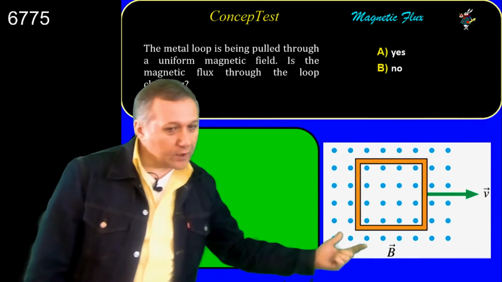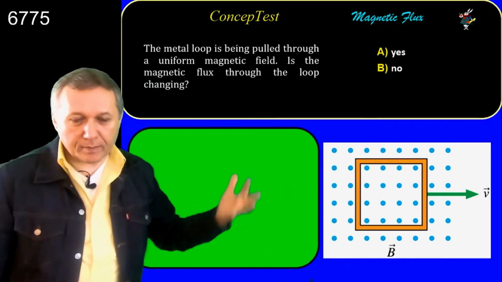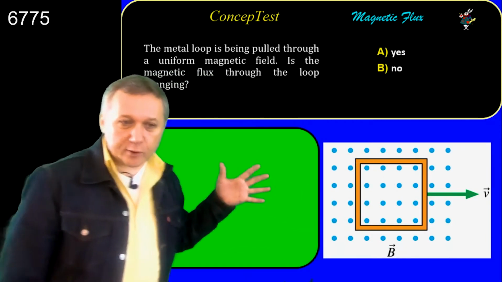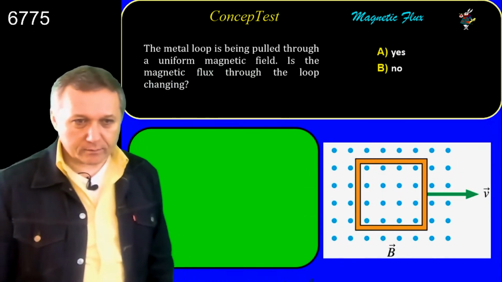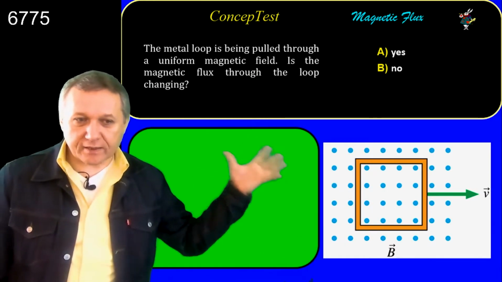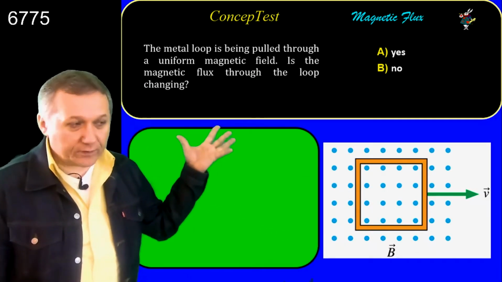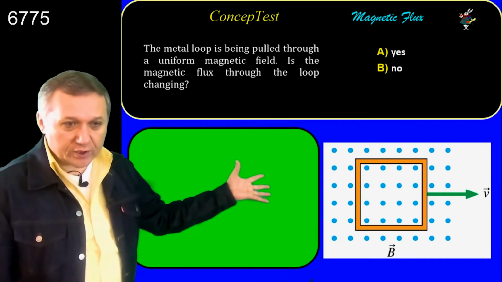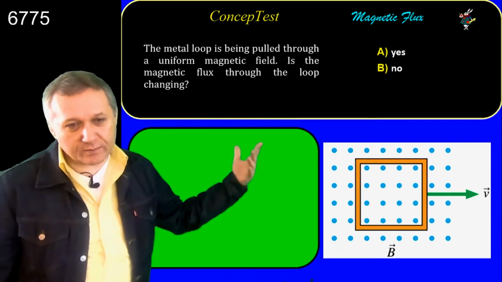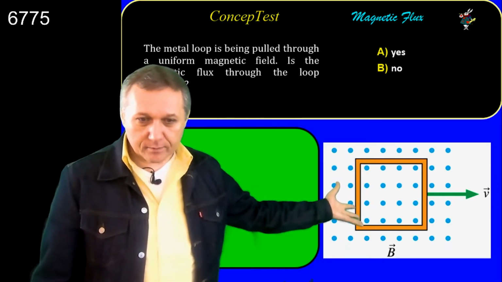And there is, you see, a conducting loop, a metal loop. And that loop is being dragged that way. What happens to the magnetic flux? Is the magnetic flux through this loop changing?